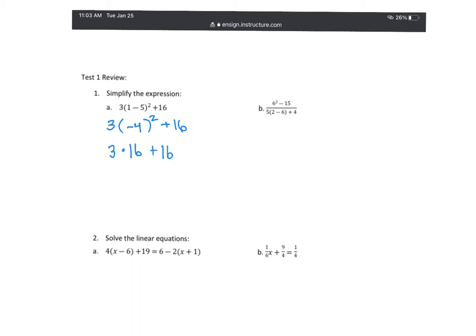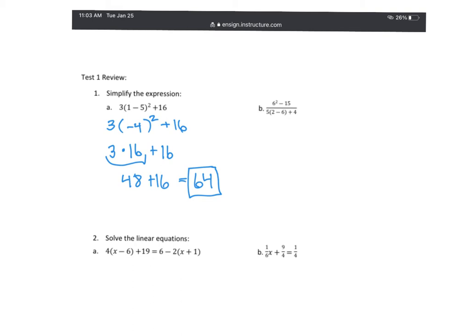Then we'll do the multiplication here. That would be 48 plus 16. And then we add that, we get 64. So the final answer then would be 64.